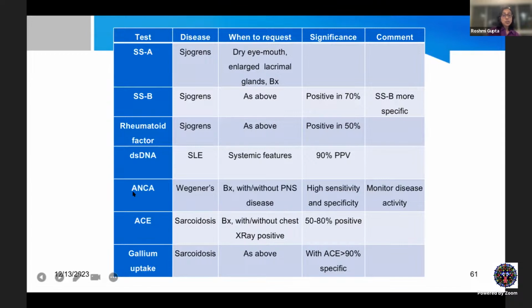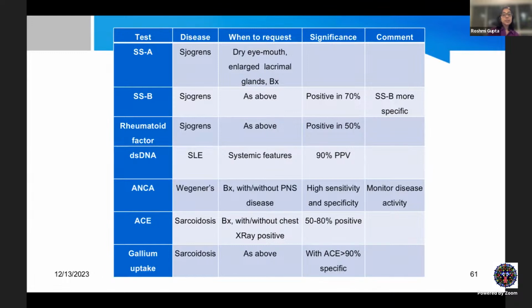ANCA does need to be checked whenever there's a vasculitic pattern, and particularly if there's an associated PNS disease. So this has a high sensitivity as well as specificity, and it also monitors disease activity. We discussed that particular patient who had an ANCA positive and then it became negative, and 10 years later, when the disease reactivated, it became positive again. So it can be used to monitor the disease activity.